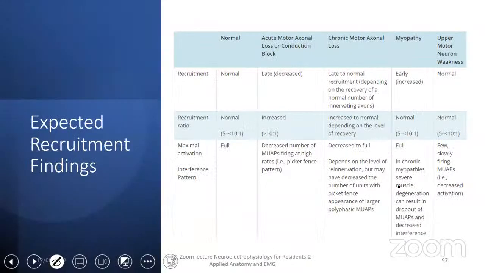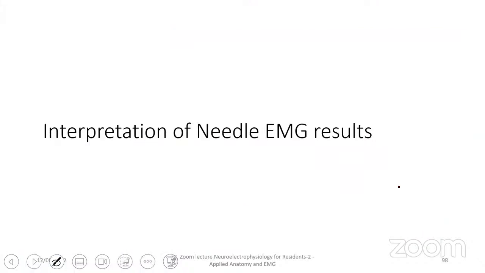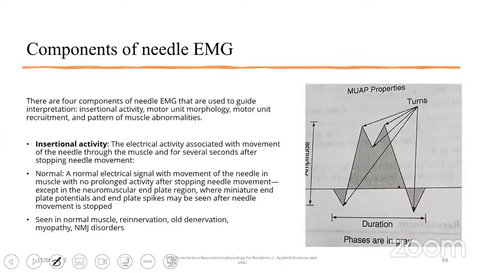So recruitment: normal, late to normal, early. This we have already discussed, and the recruitment ratios, maximal activation, interference pattern we have discussed. So, interpretation of the EMG results. There are 4 components, as we said, of the needle EMG that are used to guide interpretation. That is insertional activity, motor unit morphology, motor unit recruitment, and pattern of muscle abnormalities.